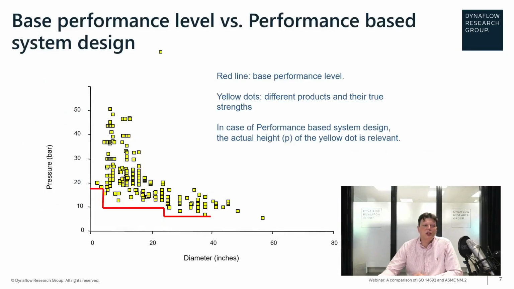So here is a bit of a visualization of what this means. The red line could be considered the base performance level. If the yellow dots are the true strength of all the products, this red line would encompass this base performance level. However, if you were to create a performance-based system design, perhaps you could draw the line closer to this point, or even, let's say across many manufacturers, choose a manufacturer that encompasses the points that we see at the very top of this graph.